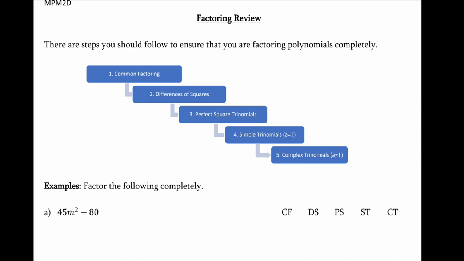If it's not one of those, then we're going to move on. Is it a simple trinomial? Do we have a variable squared as our first term, with a coefficient of 1? And if it's not that, is it a complex trinomial? And if it's nothing after that, then chances are that we've already factored it completely.